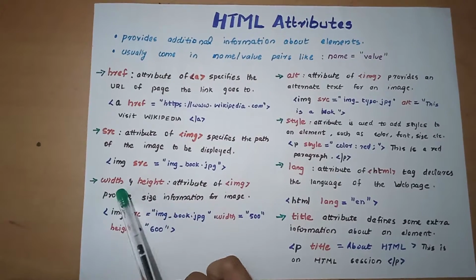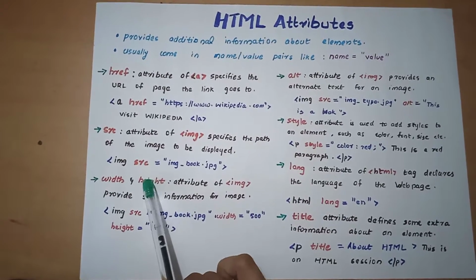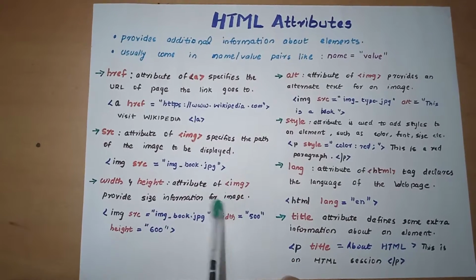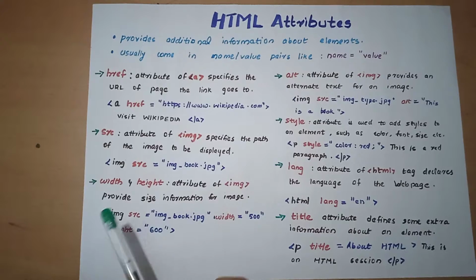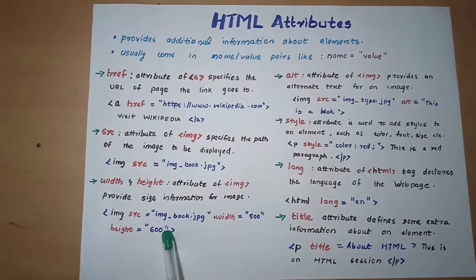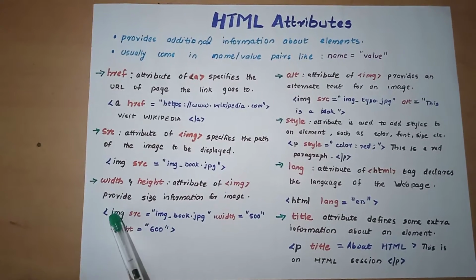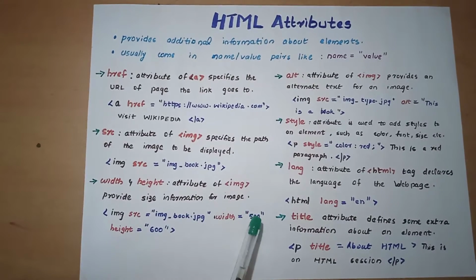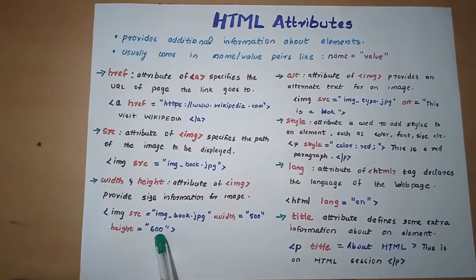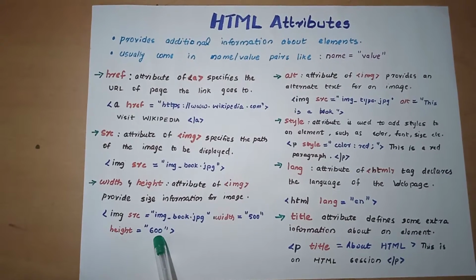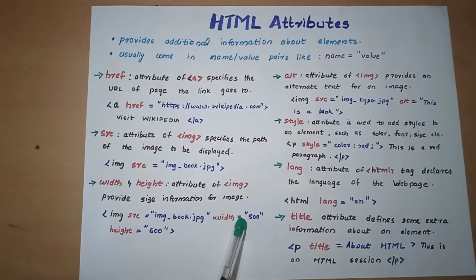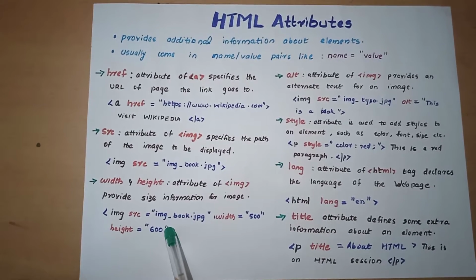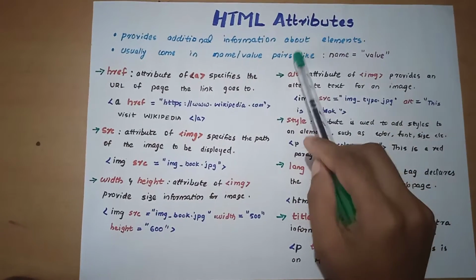So the next ones are width and height. These are attributes of the image tag which provide the size information about the image. We'll add these along with the src here, that is img src is equal to book, then width is equal to 500 and height is equal to 600. That implies I want to add an image of a book with width 500 and height 600 into my web page.